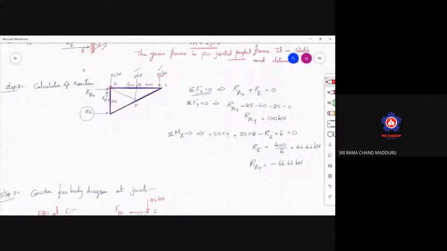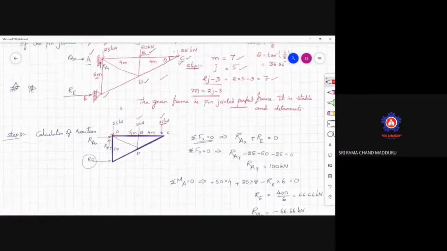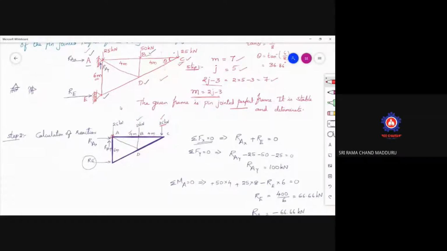In step 1, you understand whether the given structure is stable or unstable. Coming to step 2, we calculate the reactions of the given frame. Here there are 2 supports, at A as well as at E. A is a pinned support where 2 reactions are available. E is a roller support where only one reaction is available. RAX, RAY, RE. Now the loading is already available. How many unknowns are there? 1, 2, 3. So there are 3 unknowns.